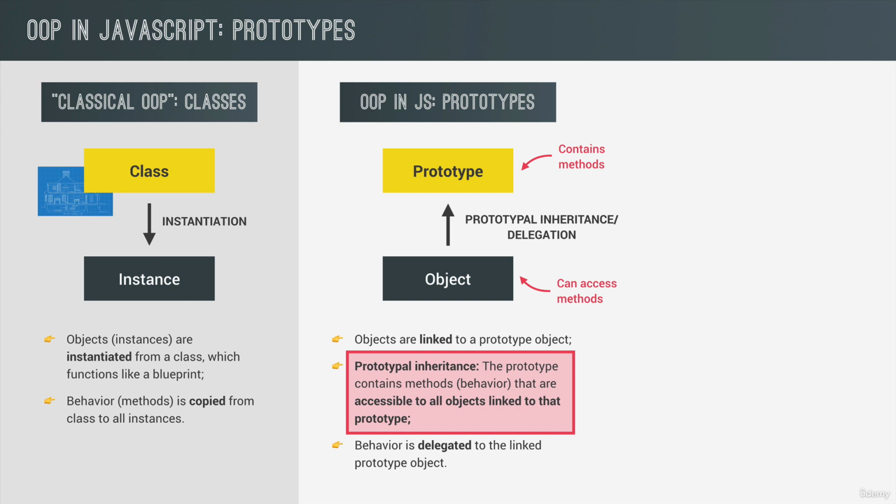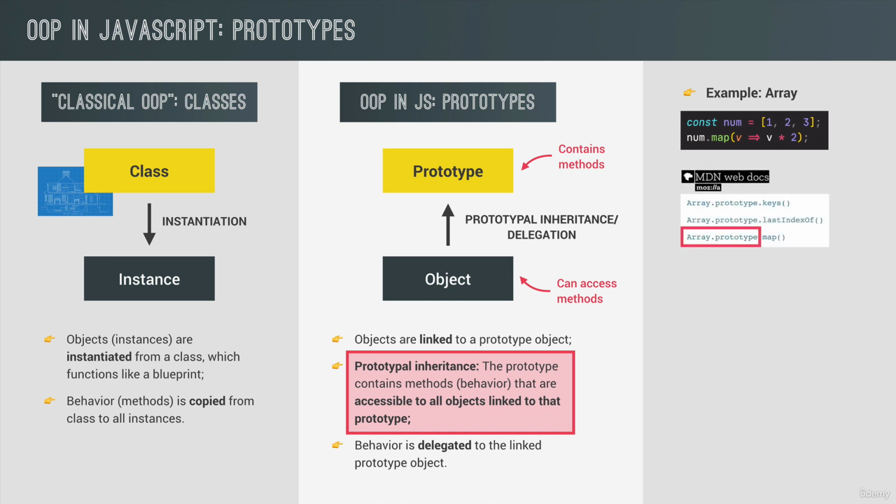But anyway, we have actually already seen this mechanism in action many times before, without knowing that it was happening. For example, each time that we use an array method like map, we are able to use that method because of prototypal inheritance. When you go to MDN to check the documentation for any array method, what you will see there is that it's actually called array.prototype.map. But why is that relevant? What does this mean?